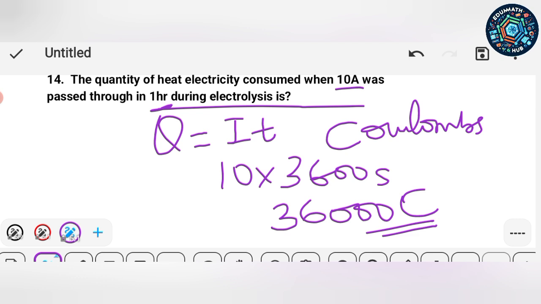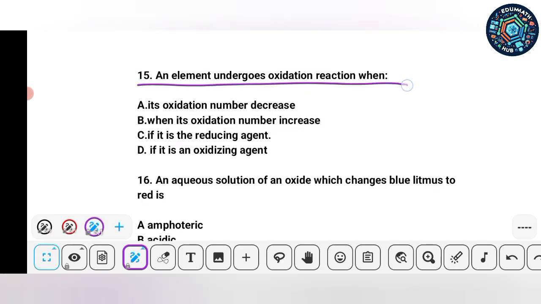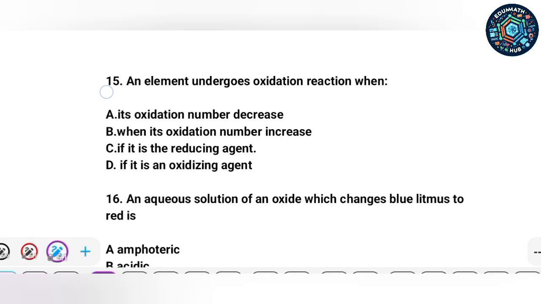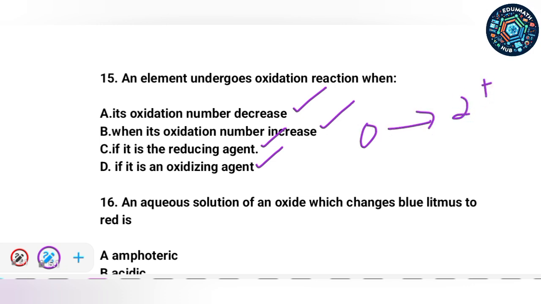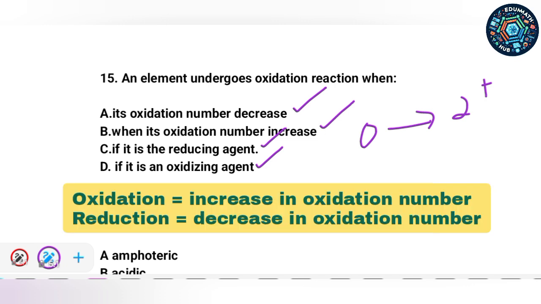Take note of that. An element undergoes oxidation when, so you have option A, which is oxidation number decreases. Oxidation number increases if it's a reducing agent. Basically, oxidation is increasing oxidation number. When the oxidation number of an element increases, maybe from 0 to maybe 2 plus, then you say the element has been oxidized. So basically, oxidation is increasing oxidation number. So the correct answer to that question is option B.